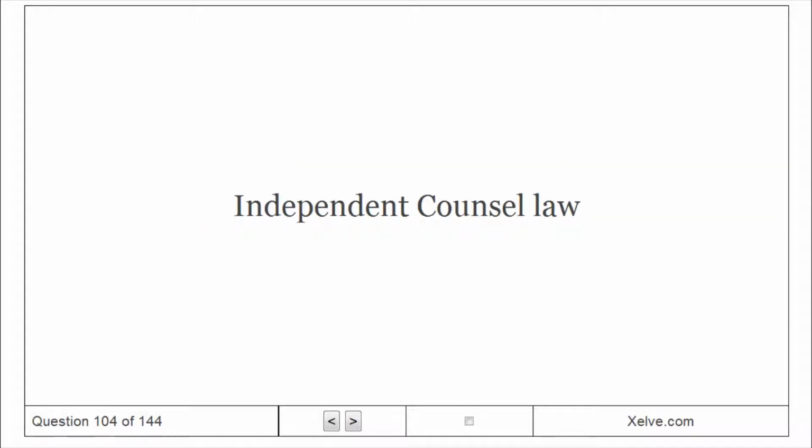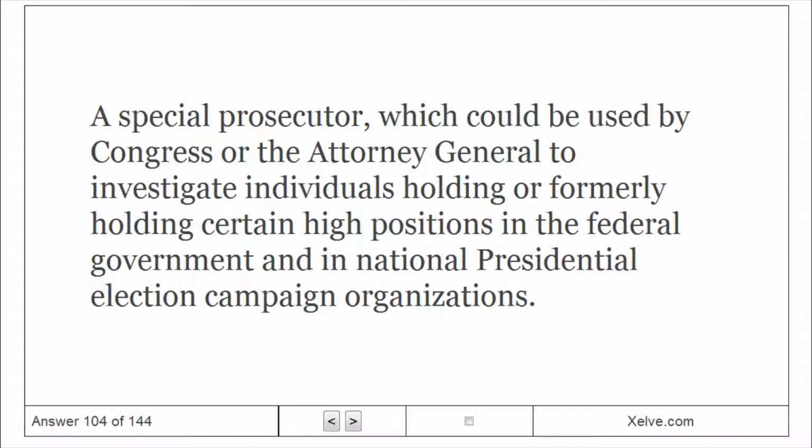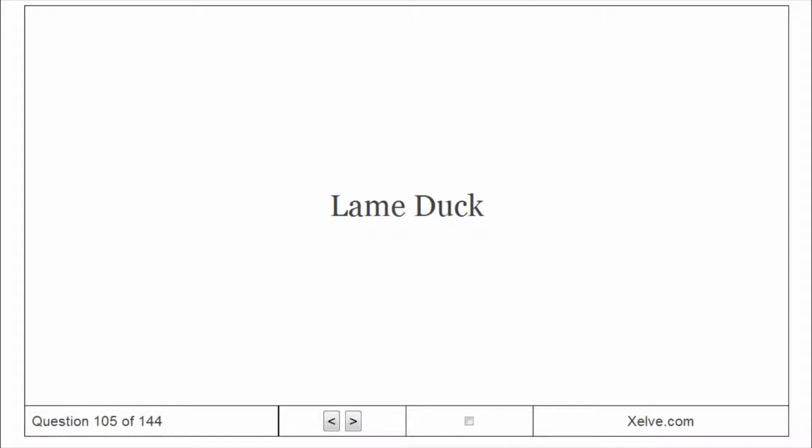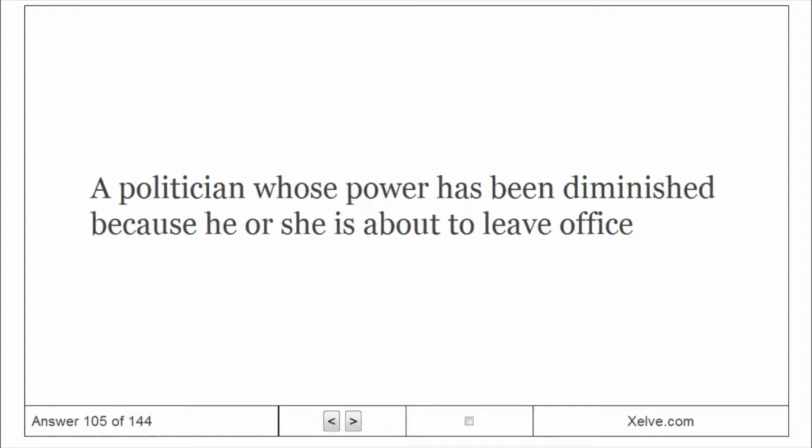Independent counsel law. A special prosecutor, which could be used by Congress or the Attorney General to investigate individuals holding or formerly holding certain high positions in the federal government and in national presidential election campaign organizations. Lame duck. A politician whose power has been diminished because he or she is about to leave office.